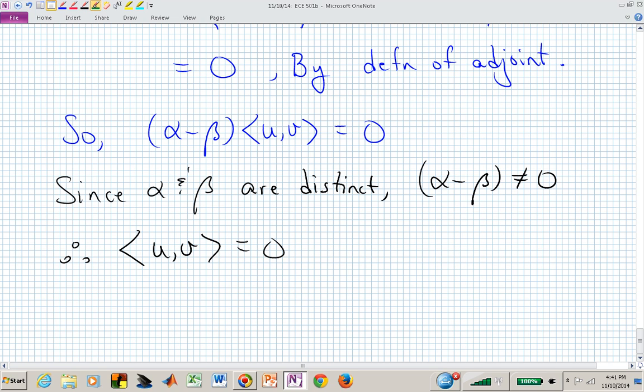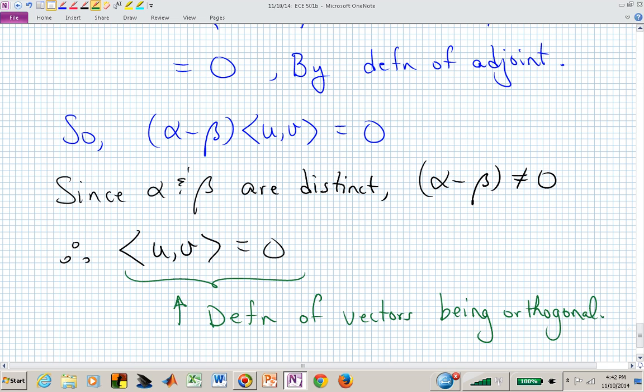And this now tells us that by the definition of orthogonality, these vectors are orthogonal. So this is the definition of vectors being orthogonal.